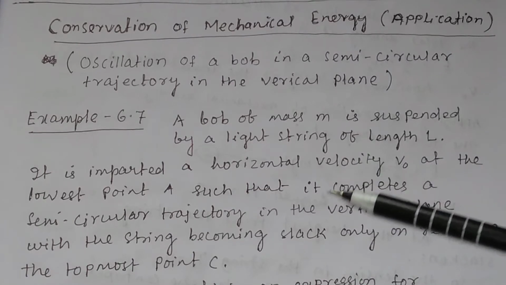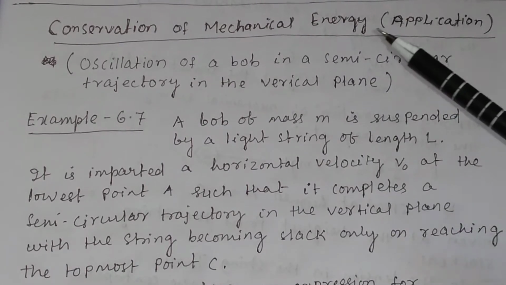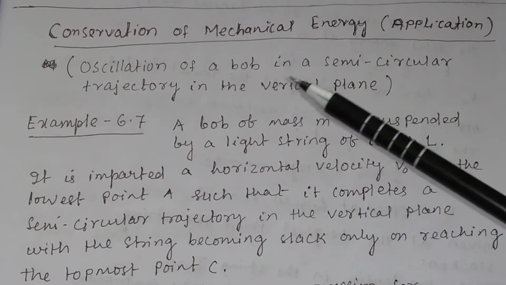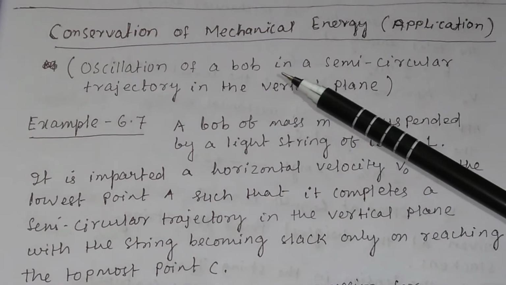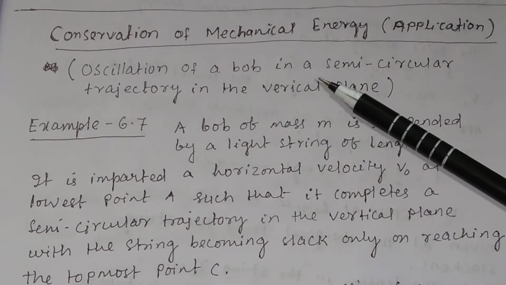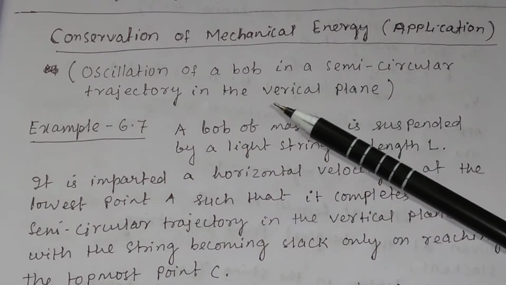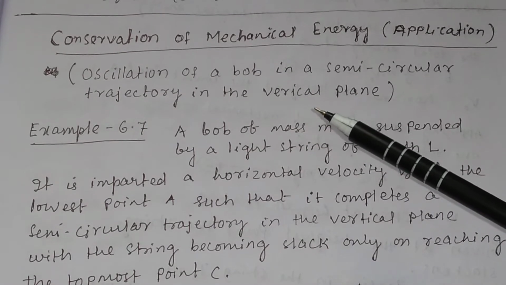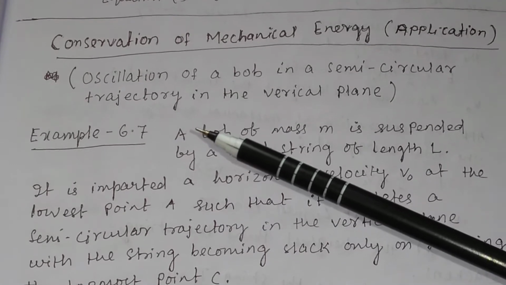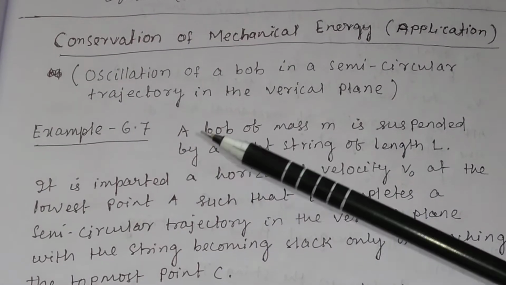In this video, we will discuss the application of conservation of mechanical energy. One application of conservation of mechanical energy is the oscillation of a bulb in a semicircular trajectory in the vertical plane. Let us solve example 6.7.